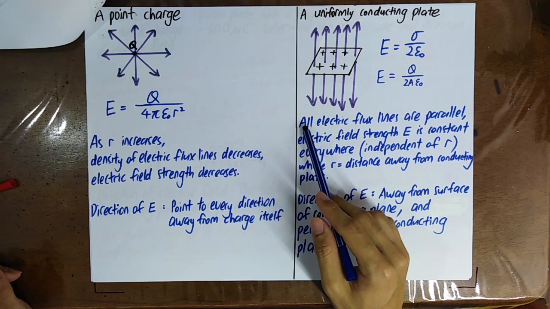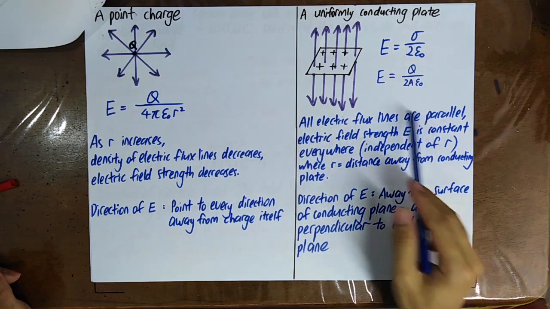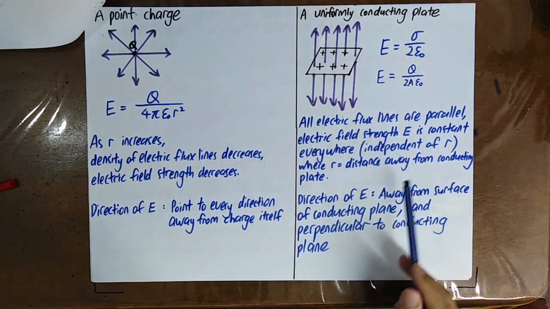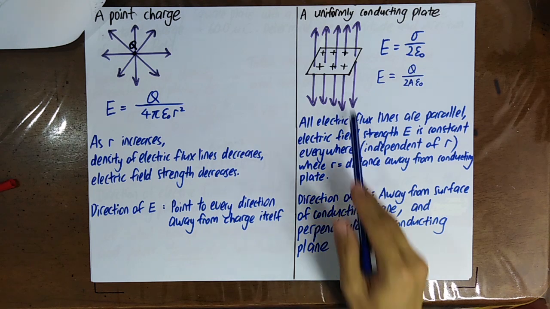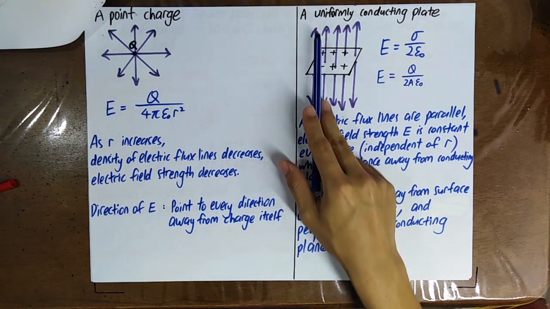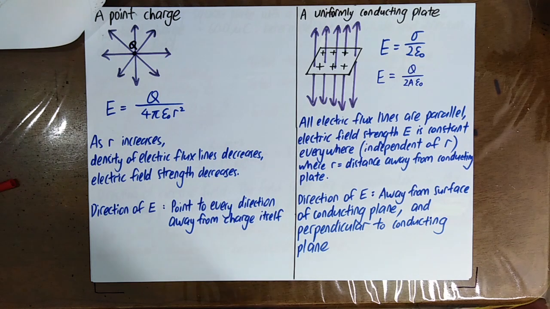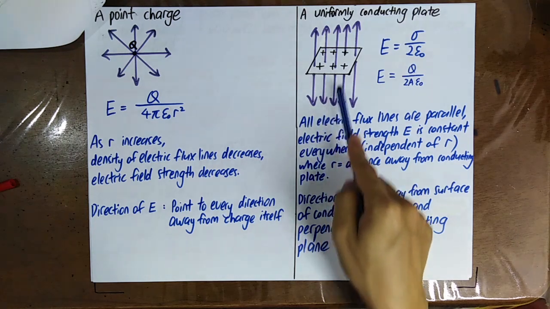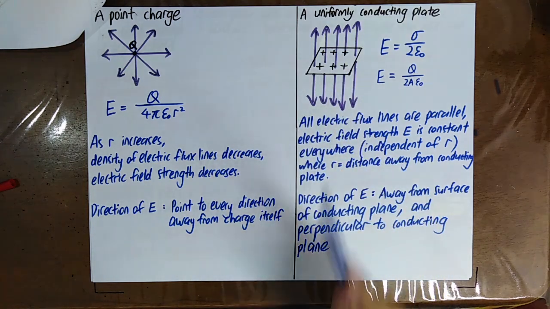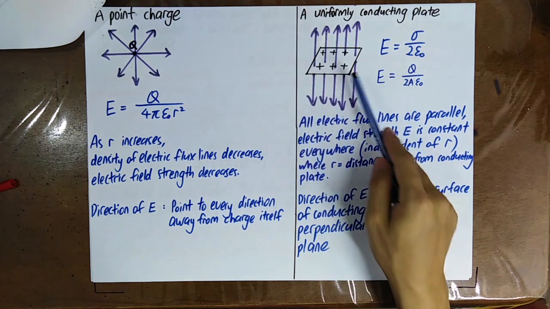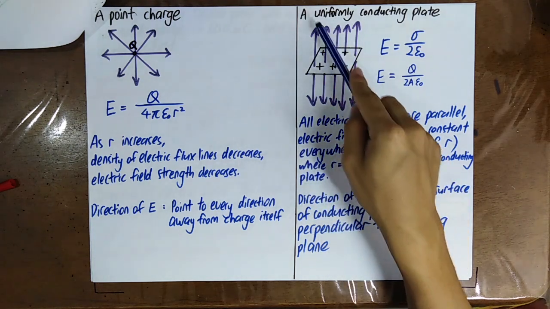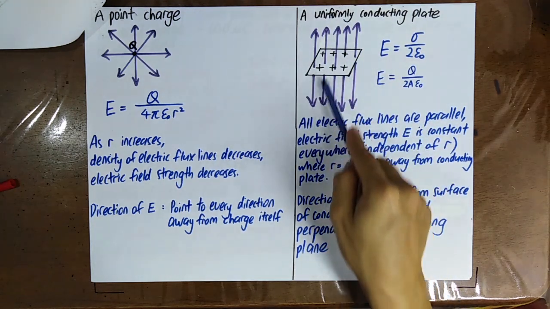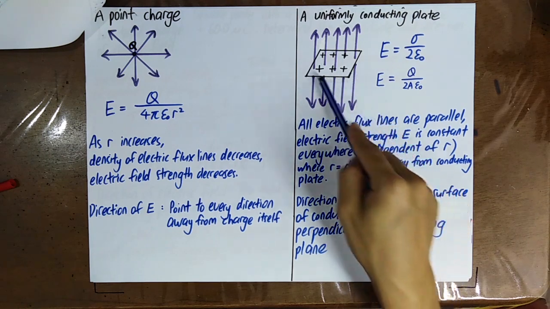And then you know that all electric flux lines are parallel to each other, and the electric field strength is constant everywhere. The direction of the electric field is perpendicular to the conducting plane, and it is out of the conducting plane when the conducting plane is positively charged. But the opposite happens when it's negatively charged. That means that the electric field will point here when the plate is negatively charged.